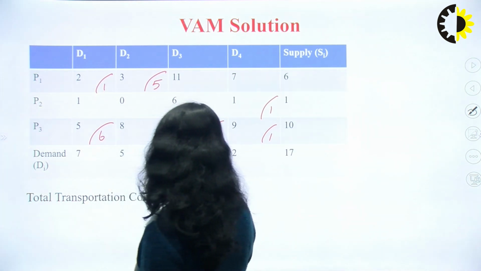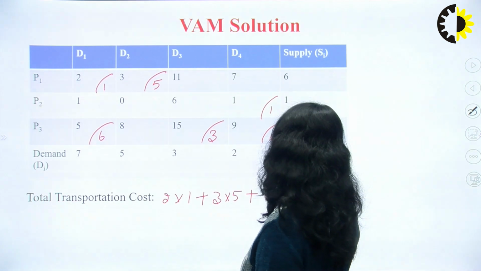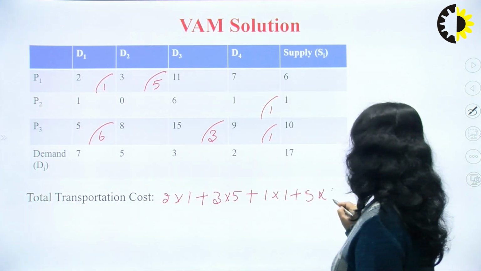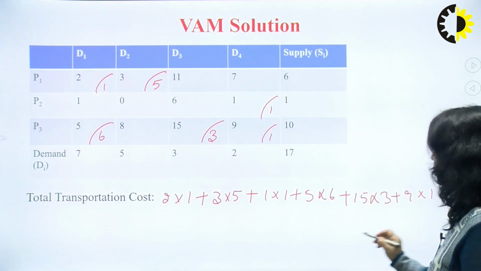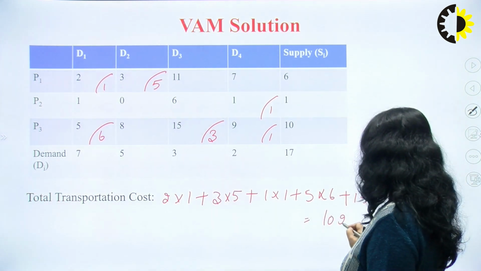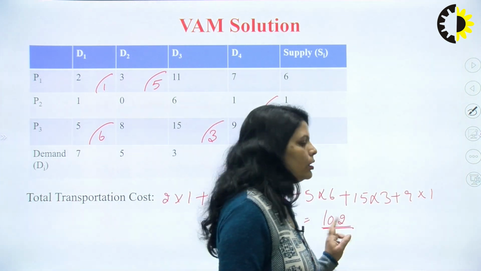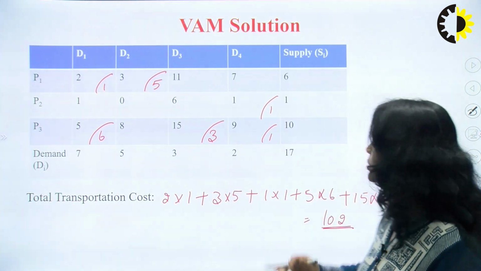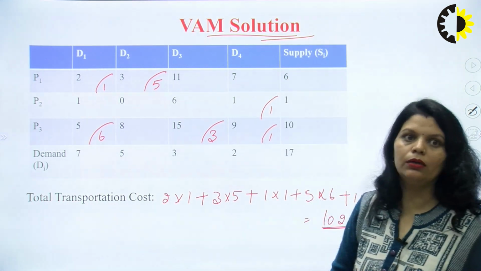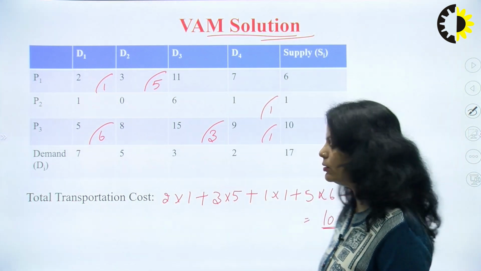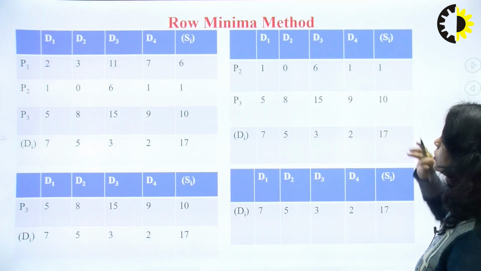So it will become 2 into 1 plus 3 into 5 plus 1 into 1 plus 5 into 6 and 15 into 3 plus 9 into 1. So it comes out to be 102. If we compare all the 3 techniques, then we can see here that we get the minimum cost here. So it is giving the most approximate cost. It is a very important method or technique that we use in finding out the solution.